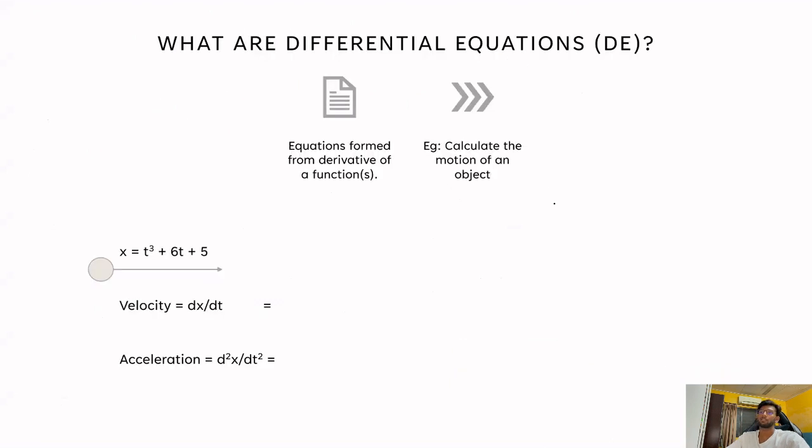I'll be discussing the use of ordinary differential equations, ODEs, in material science. So, differential equations are equations from the derivative of one or more functions. We can use them, for example, to calculate the motion of an object. So we have the equation for displacement. The velocity becomes the first derivative of this equation, which is 3t squared plus 6. The second derivative will give you the acceleration, which is 6t.